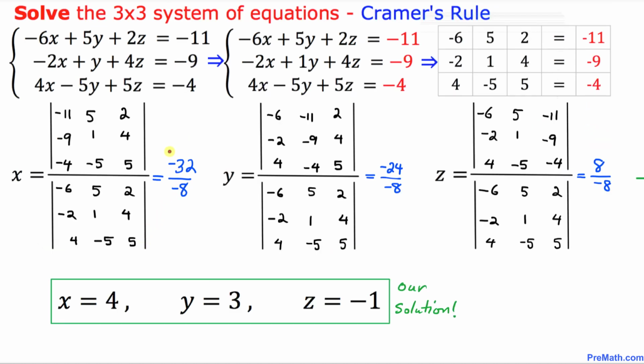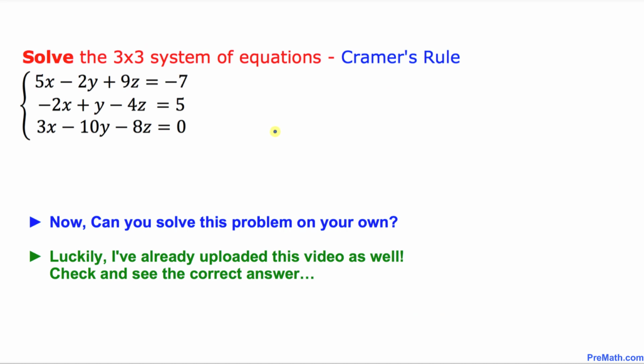And thus finally, if we simplify, if we reduce this x value negative 32 over negative 8, we are going to get x equal to positive 4. And likewise for y variables, if we reduce these one, negative 24 over negative 8 give us y equal to 3. And finally for z variable, 8 over negative 8 is going to be negative 1, and that is our answer. And here is your assignment.